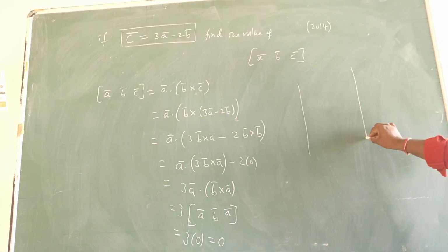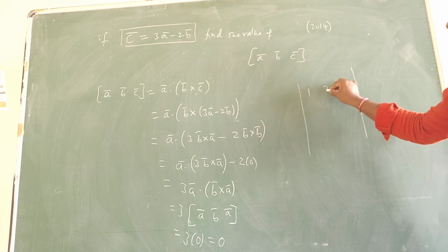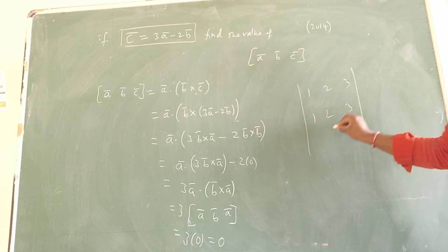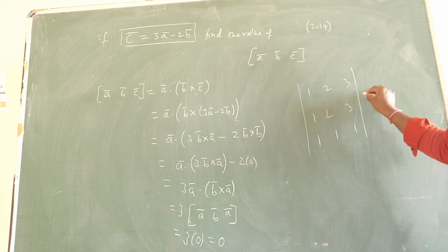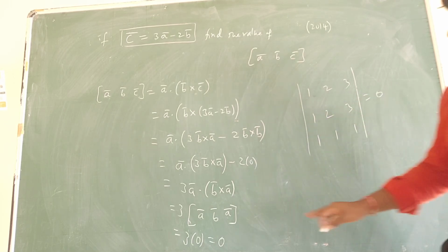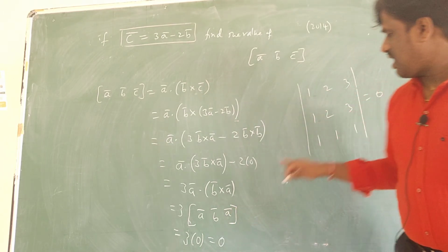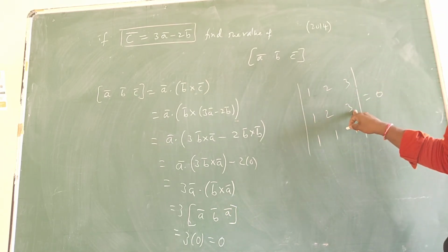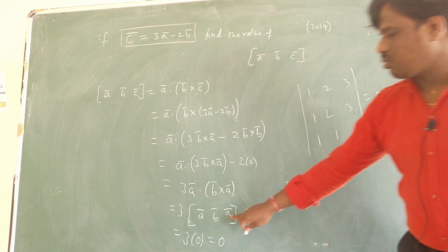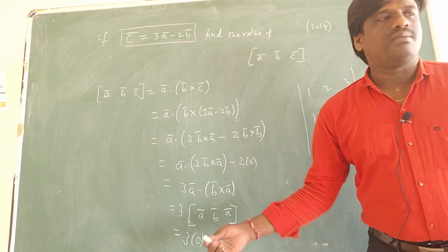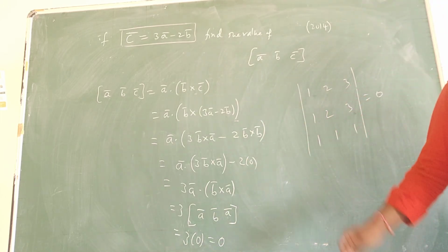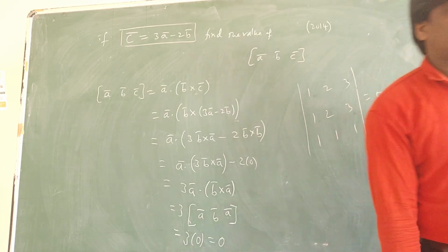In determinants, when you see any two rows or any two columns identical, then the box will be 0. Likewise, suppose A vector is 1 2 3, and again A vector is 1 2 3. B vector is something, but A vector is repeating 2 times, so it will be identical, so the box will be 0. This is the answer for that.